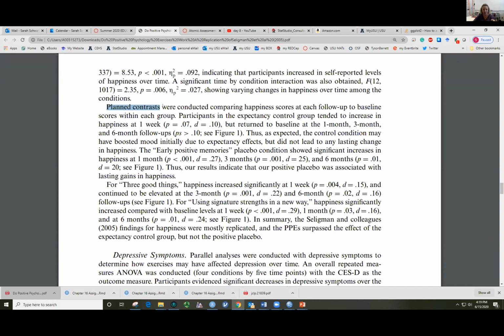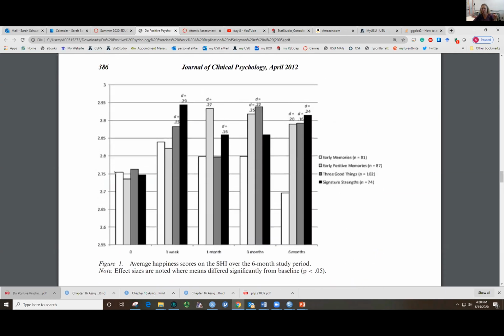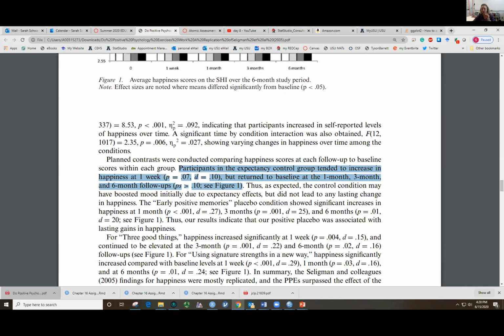We're not always in that situation. So they were conducted for the happiness scores at each follow-up within each group. And so here are the p's and the Cohen's d for all of those. So participants in the expectancy control group tended to increase in happiness at week 1. So they went up with a Cohen's d of 0.1, which is small. But then they returned to baseline at 1 month, 3 month, and 6 month follow-ups. So that's those white groups. Notice how it went up but then it pretty much came back down to where it was. That's what they're saying there.